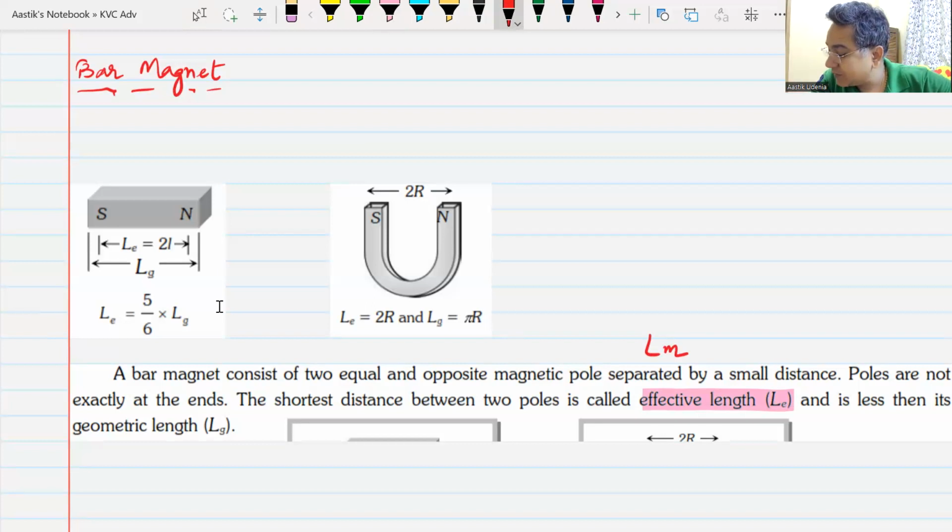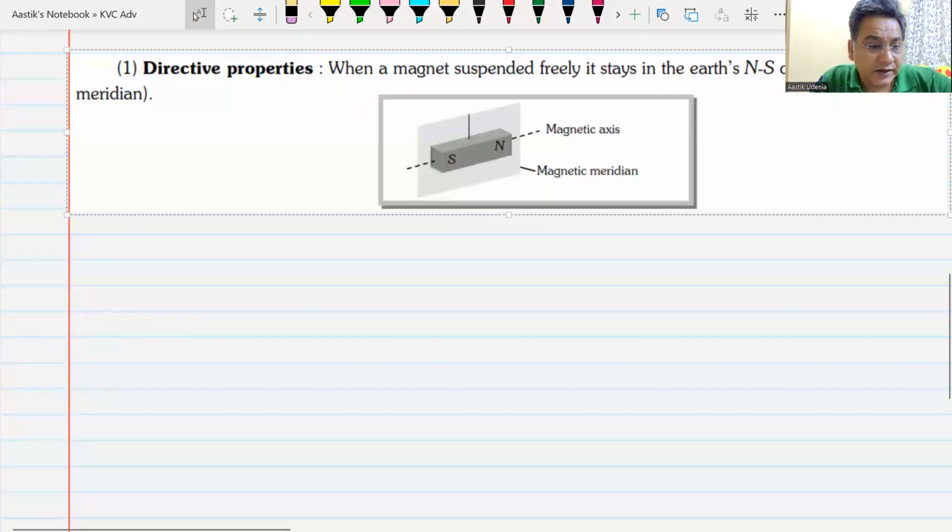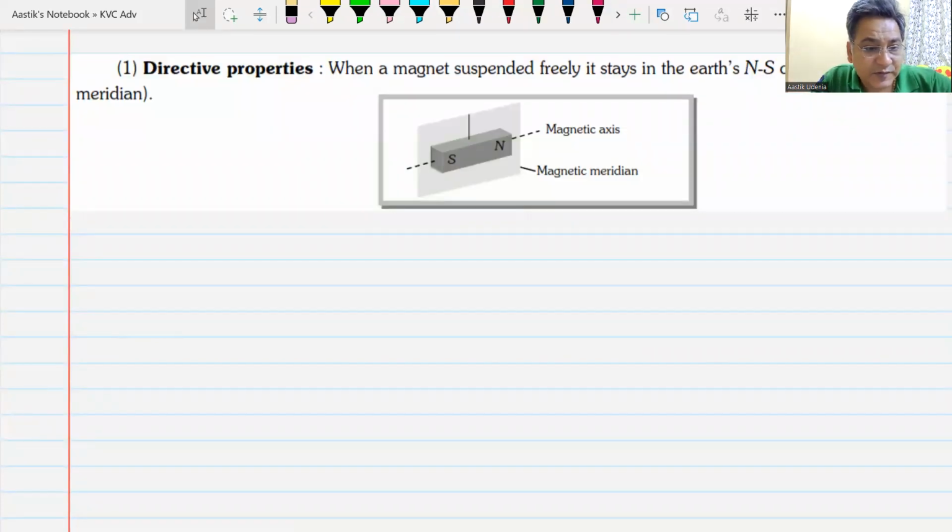We have already seen the properties of a magnet. Here I will just again show it to you with a diagram. If a magnet is suspended freely, it will always rest in the north-south direction. Why does this happen? Because your earth is also a magnet, and the magnetic field of earth causes this freely suspended magnet to rest in the north-south direction. Do we understand this?